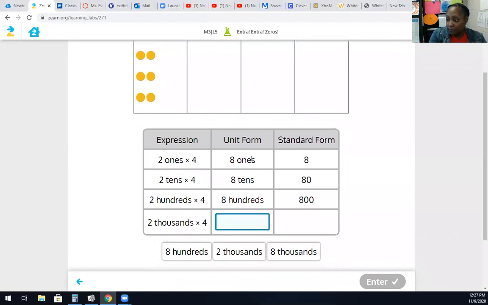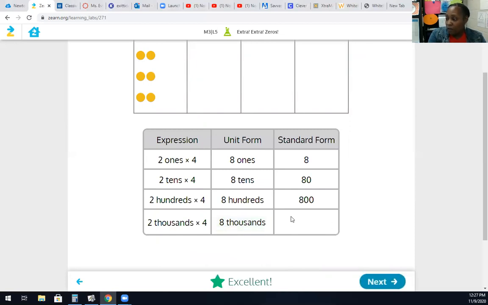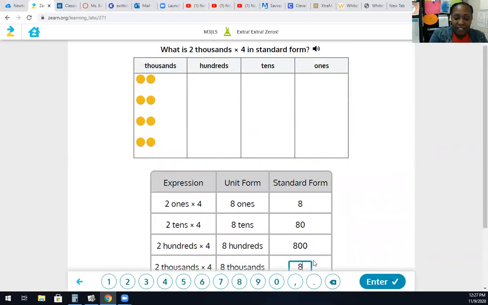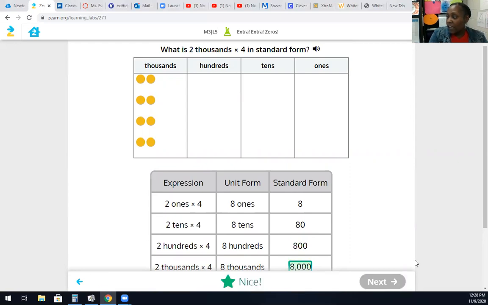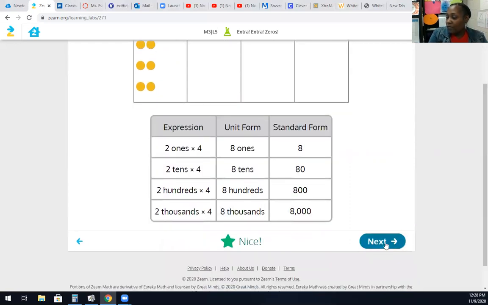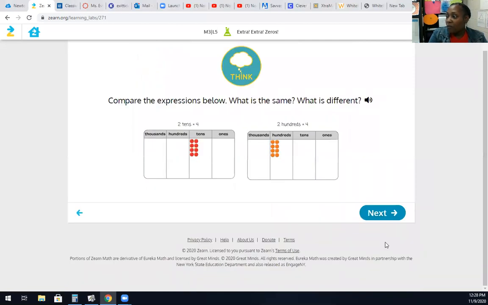Ooh, our list is getting long. Following our pattern, which one would it be? 2,000 times 4. 4 times 2 is 8. 8,000s. That's the unit form. I bet you know what the standard form is. I know you know what the standard form is. What is it? I think it's 8,000. Oh, but did I forget a comma? Uh-oh. There we go. Look at that. Wow. Weren't we just excellent?